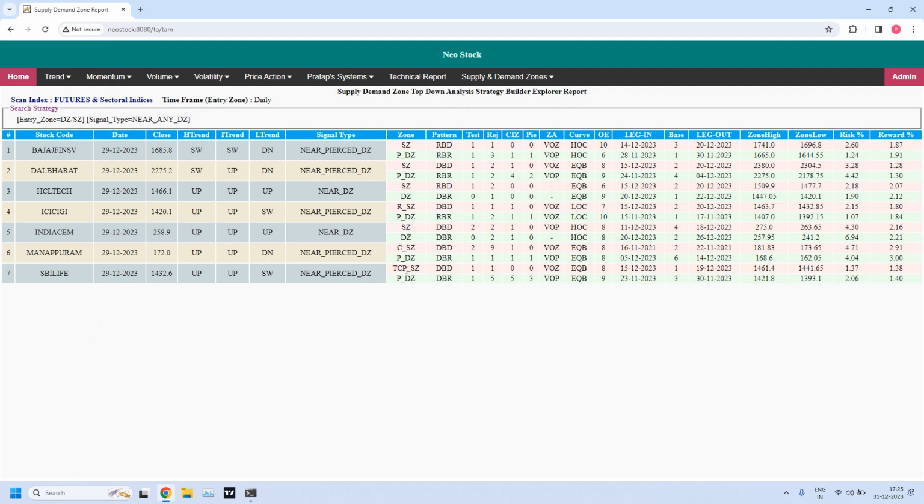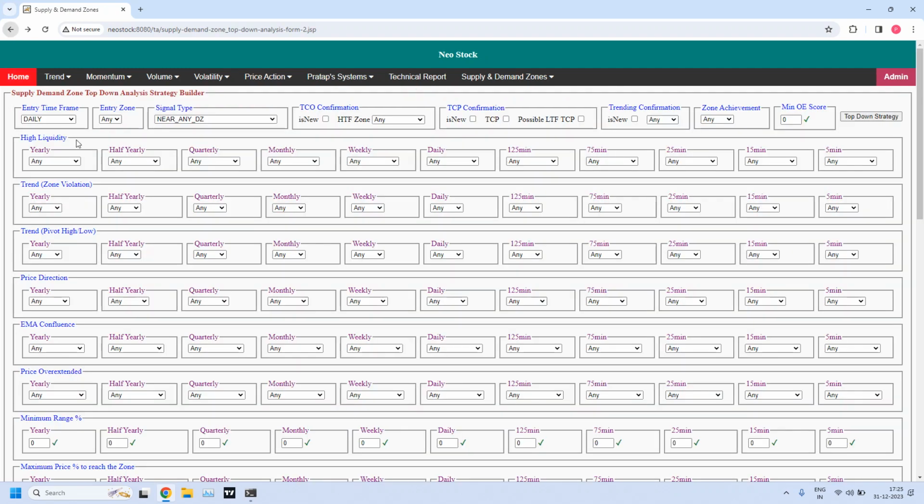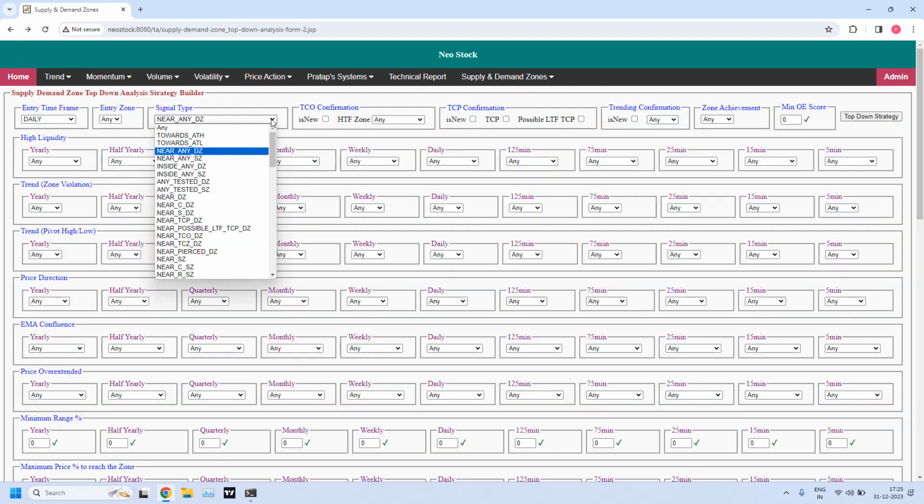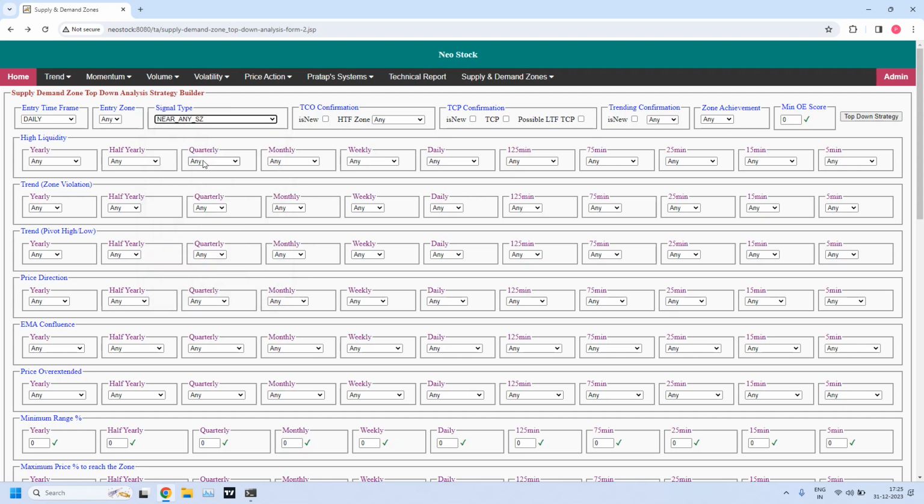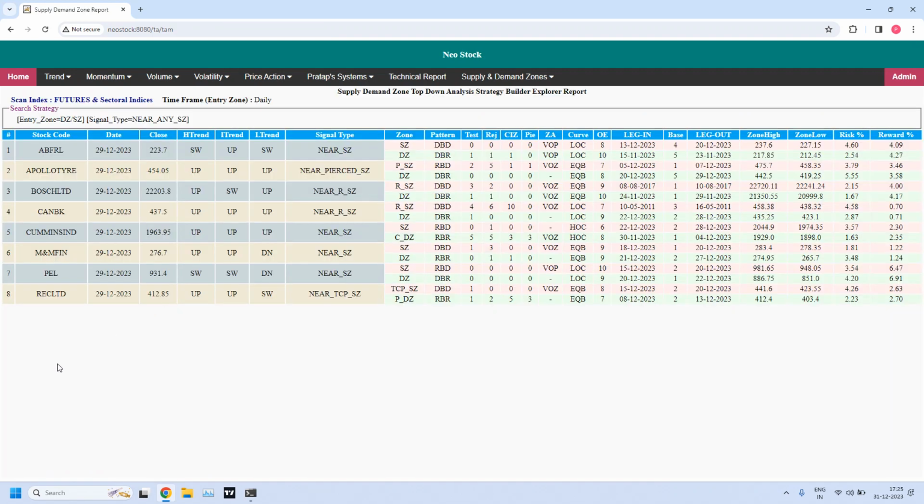Are there any high liquidity demand zones? No high liquidity demand zones from this list. So let's go back. Entry time frame daily. Let us find the stocks near daily supply zone. 8 stocks are filtered. Let us check, are there any high liquidity zones near to the daily supply zone? Yeah, there is one high liquidity zone.